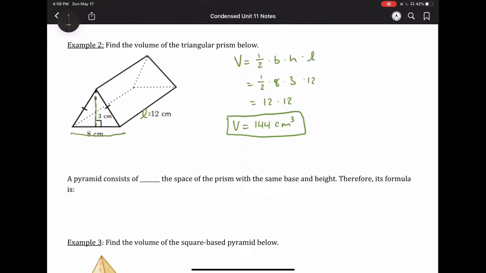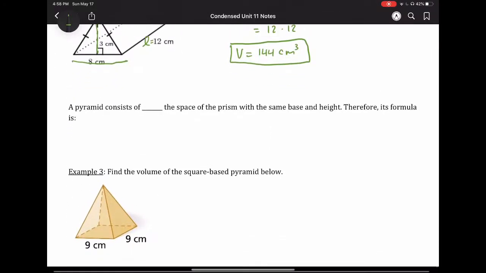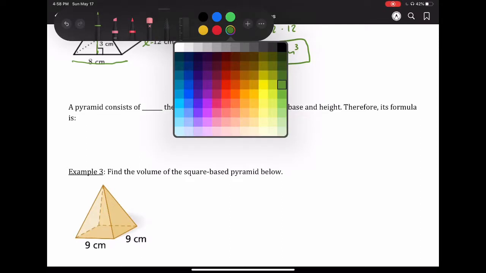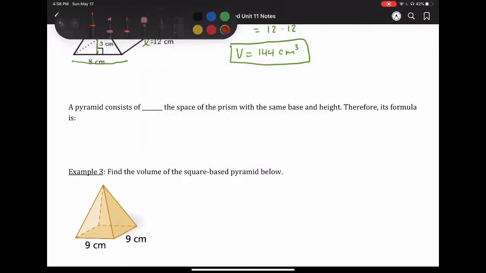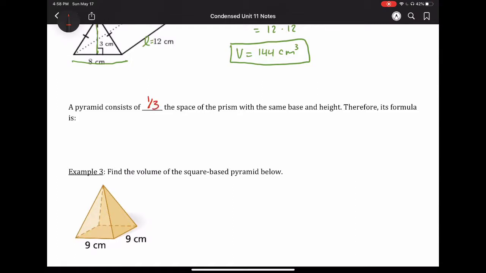Now we're going to go ahead and look at pyramids, which are just a little bit different in how they work. So a pyramid consists of 1/3 the space of the prism with the same base and height. So therefore, the formula for volume is 1/3 times the area of the base times the height of the shape.